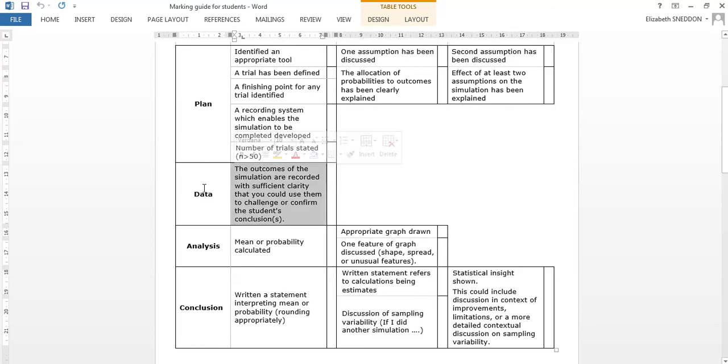Then we go into the data section, and in this one it says that the outcomes have to be recorded with sufficient clarity so that any teacher could use them to check your conclusions. So that means I need to see all the random numbers that you've generated. I need to see the column at the end that has your total frequency. I need to see what your probabilities are.